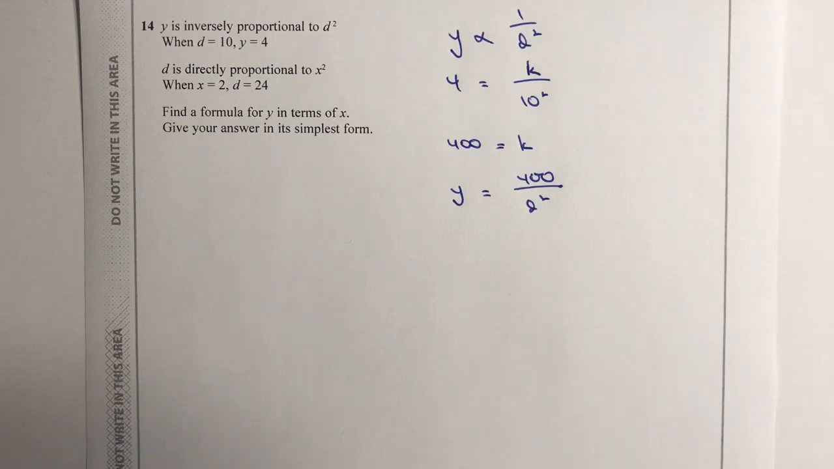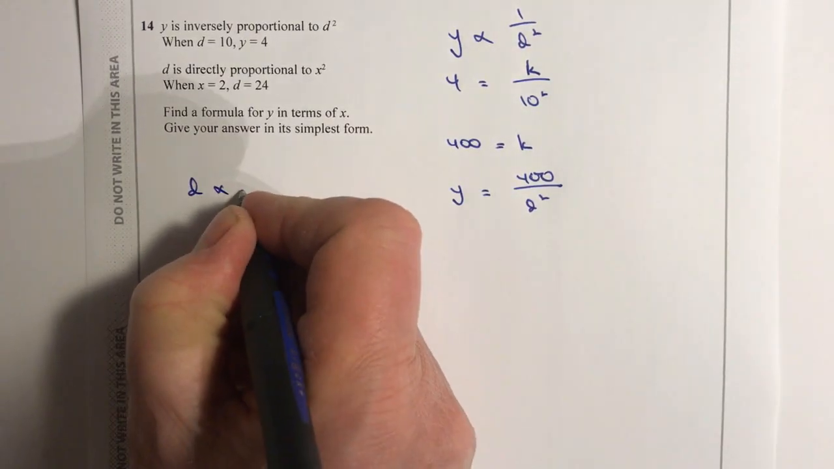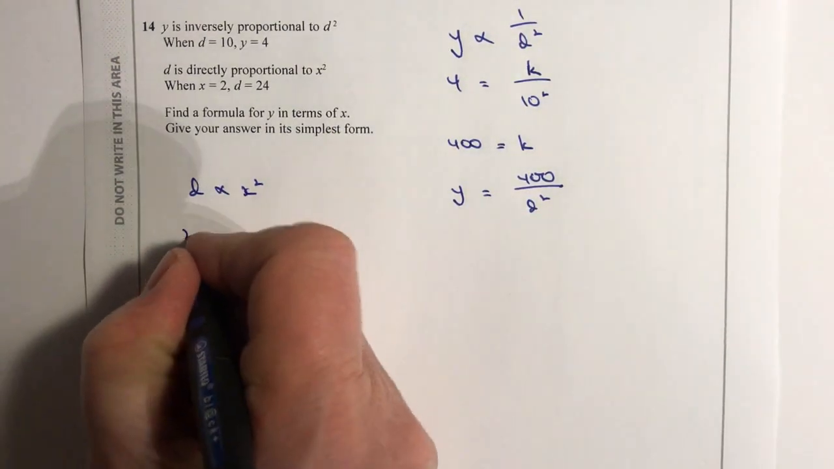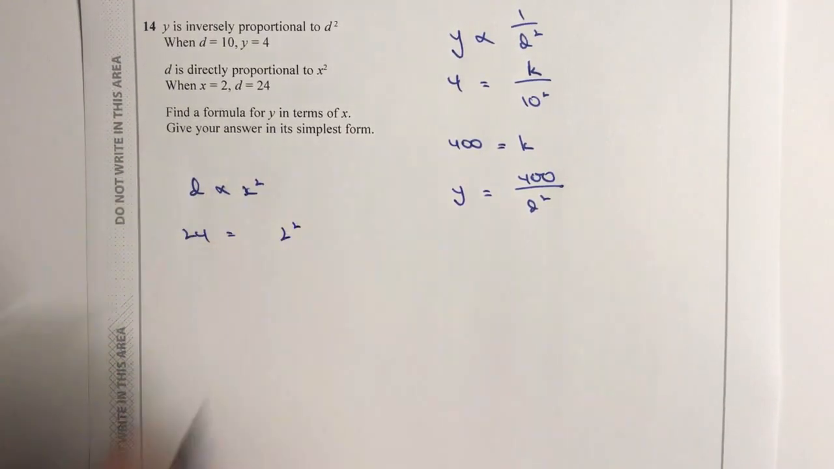All right, so we need to do pretty much the same with the second part of this particular question, and it says d is, now this time, directly proportional to x squared. So again, I'm going to write that as a statement. d is proportional to x squared. I need to write that now as a formula, because when x equals 2, d equals 24. So 24 equals 2 squared.